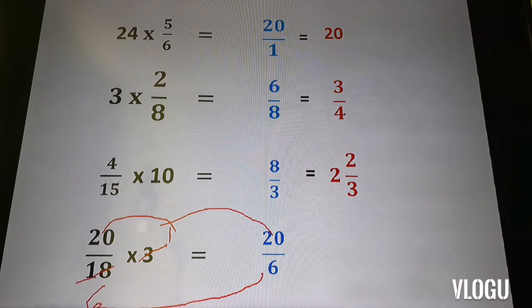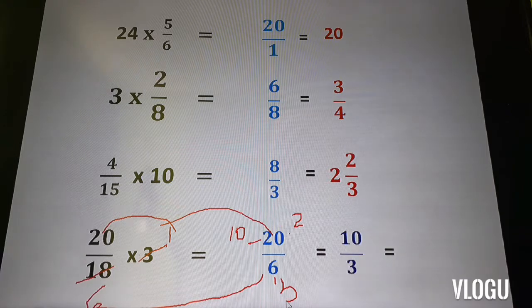Again, since 20 over 6 is an improper fraction, we have to think of the number that we can divide 20 and 6 by. So I have to divide both sides by 2. This will become 10. And 6, if we divide 6 by 2, this will become 3. That would give us 10 over 3. And again, since 10 over 3 is an improper fraction, we have to divide 10 over 3 so that we can have our final answer as an equivalent mixed number.